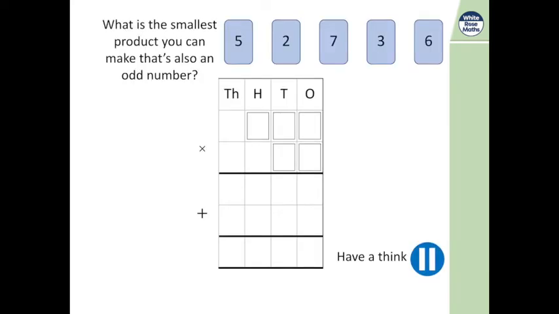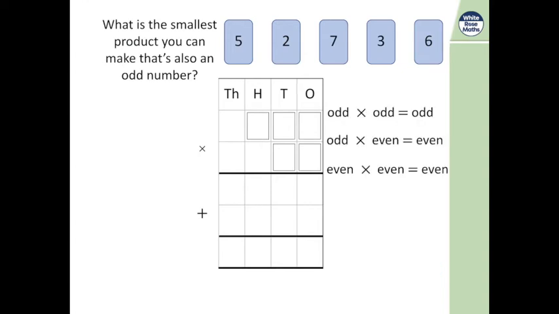Question, what is the smallest product you can make that's also an odd number? Now, product just means the answer that you get when you multiply two numbers together. So think of sum as when you add numbers, product as when you multiply. A couple of facts that can help you with this are, if you multiply an odd by an odd, you get an odd. If you multiply an odd by an even, you get an even. And if you multiply an even by an even, you get an even.